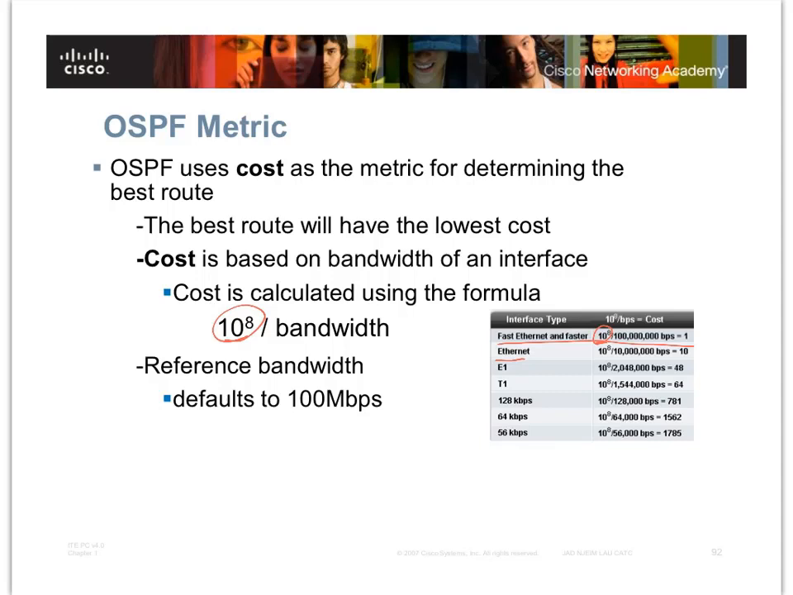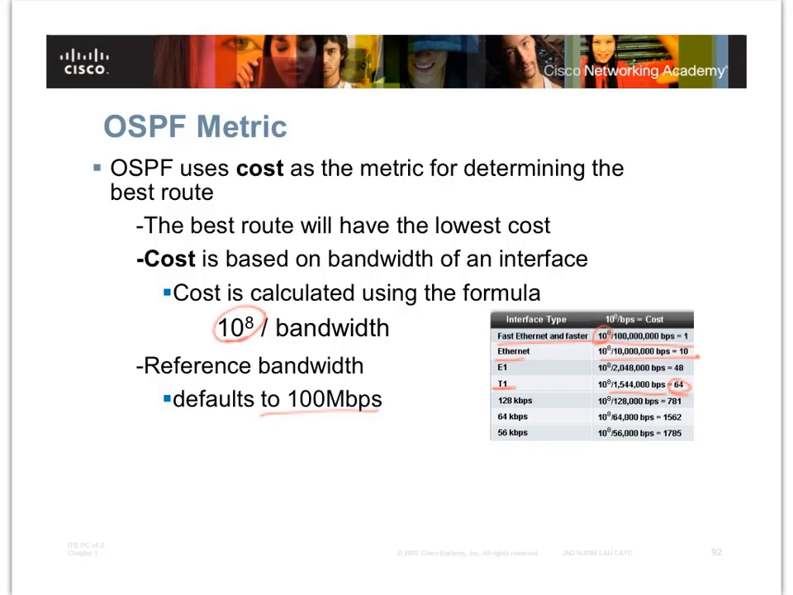If we have Ethernet at 10 megabits per second, the cost is 10. If you have a T1 connection, for example, which is very common, a T1 connection is a serial point-to-point leased line between two routers. In that case, the bandwidth is 1.544 megabits per second. So we divide 10 to the power 8 by 1,544,000, and the answer is 64. So the cost here is 64, and so on.